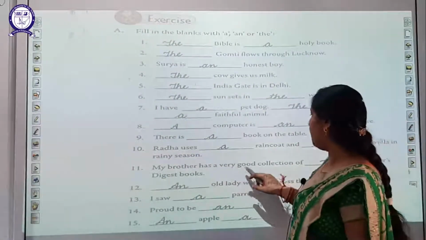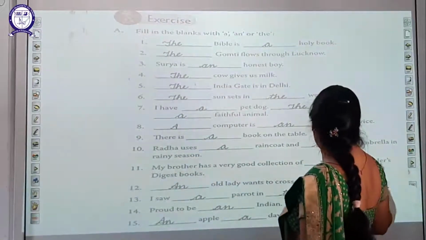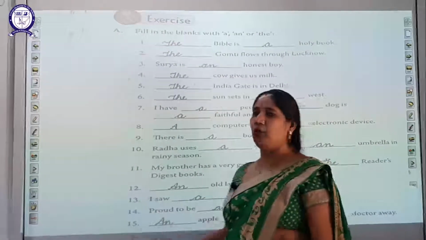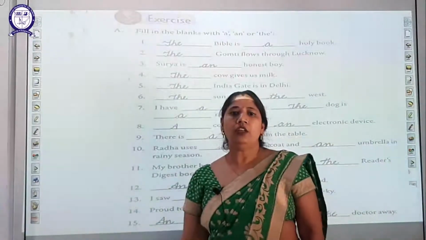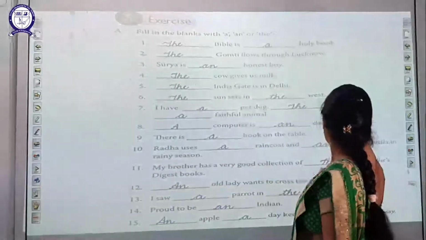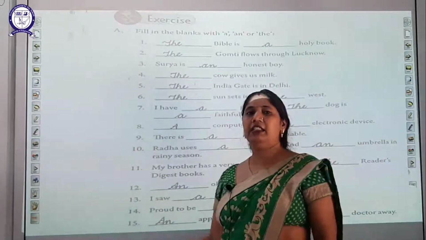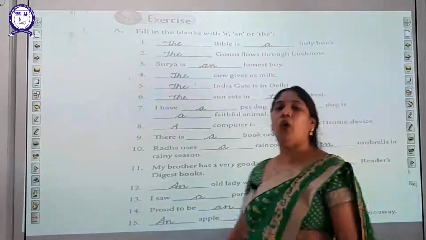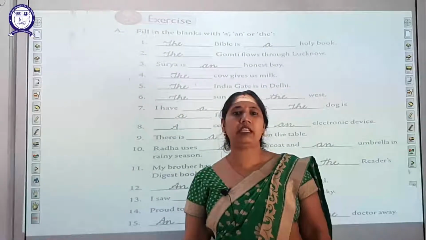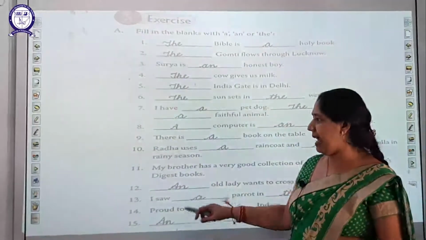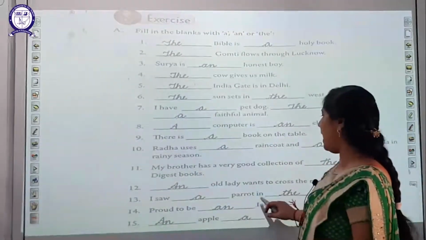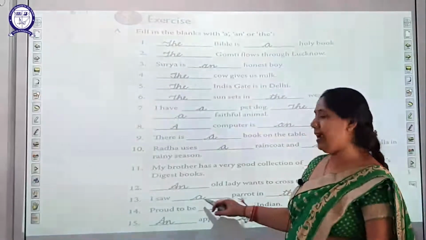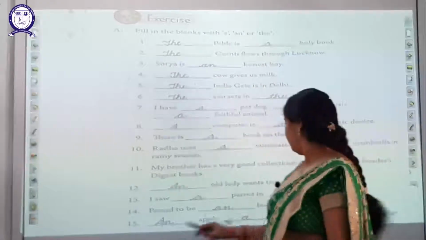My brother has a very good collection of dash Reader's Digest book. Reader's Digest book is a particular book. So we have to mention here the Reader's Digest books. Dash old lady. O is a vowel sound. So we have to mention here an. I saw dash parrot. P is a consonant sound. So we have to write here a parrot.